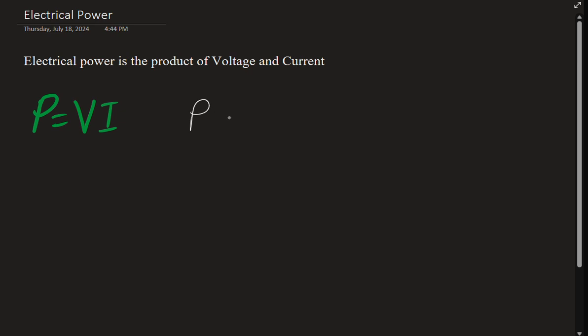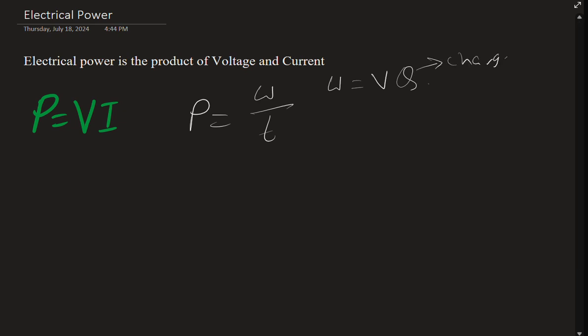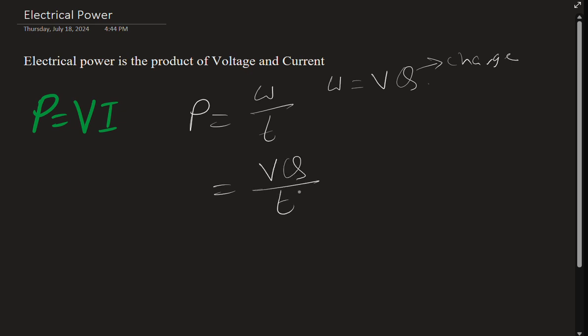In the traditional sense, we know power is equal to work per unit time. Work done per unit time. Now in electricity, work is equal to voltage times charge. Q represents charge. Now, substituting the values, we have P is equal to VQ over T.